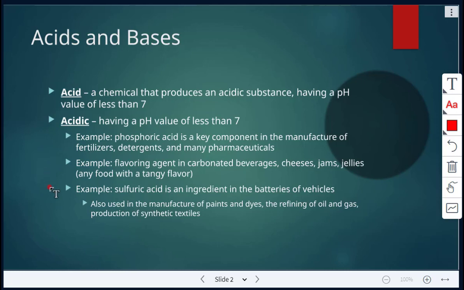Sulfuric acid is another example of an acid. It is the ingredient in the batteries of vehicles. It's also used in the manufacturing of paints and dyes, refining of oils and gases, and the production of synthetic textiles. So that was sulfuric acid.